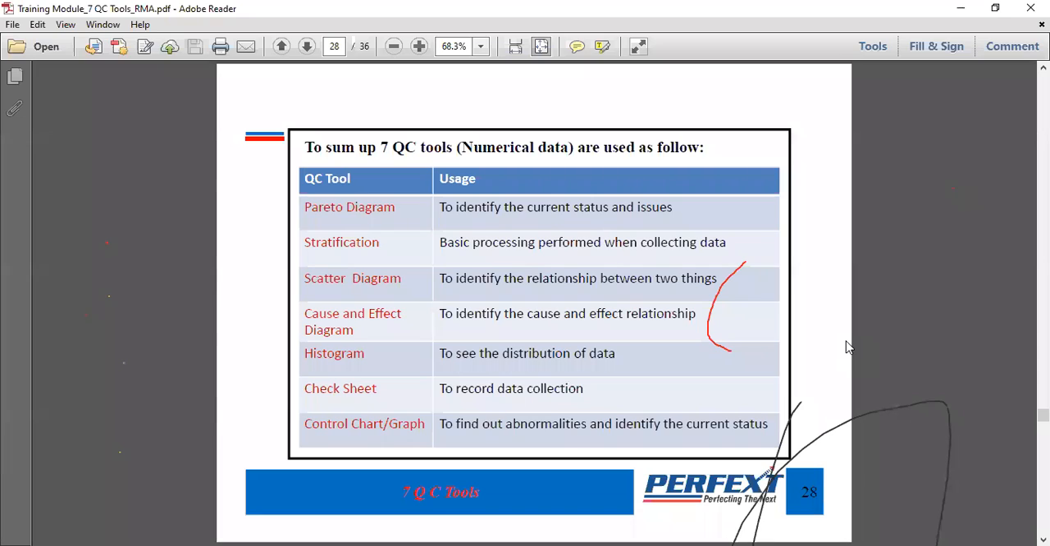Cause and effect diagram, this can be used by brainstorming the effect, which is the major contributor of the effect, like man, machine, material, method, and environment. So we can use this tool, cause and effect diagram.